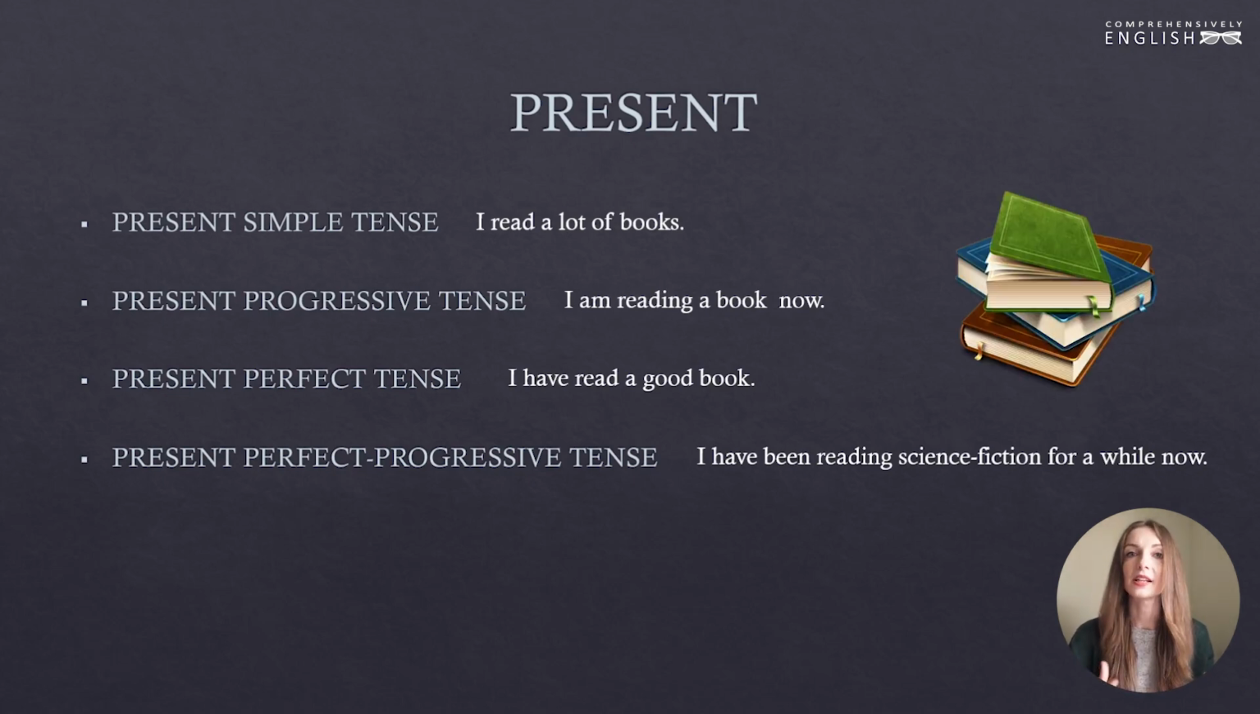As you see, basically we speak about the same thing. We have the same verb in all of the sentences. To read, and the general idea here is that I read, but I read differently in each of the sentences. Each of the tenses helps us express a different quality of this action. We'll begin with the present simple tense.